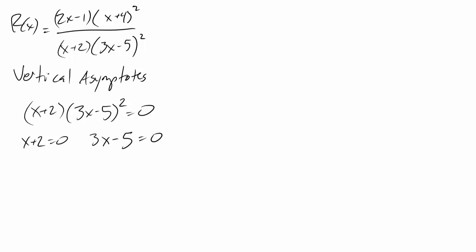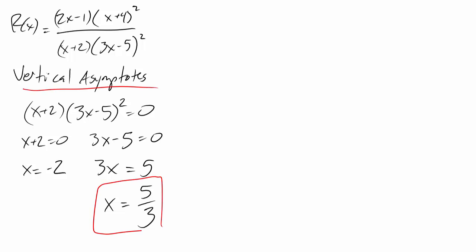If the x plus 2 is equal to 0, we subtract 2 from both sides to get x equals negative 2. If it's the 3x minus 5, we'll add 5 to both sides to get 3x equals 5, and then divide both sides by 3 to get x equals 5/3. Now, with vertical asymptotes, it's important to remember that these are defining equations of lines. So for the vertical asymptote, we need to have both the x equals and the number there. So x equals 5/3 and x equals negative 2.